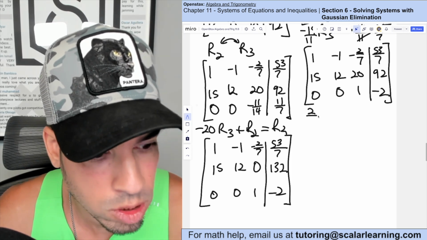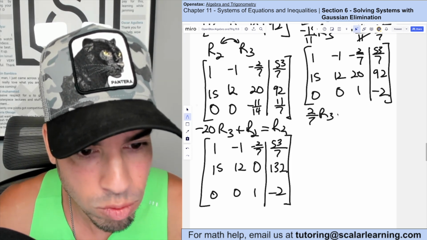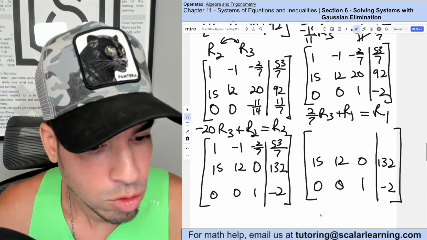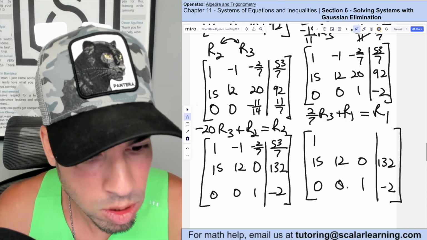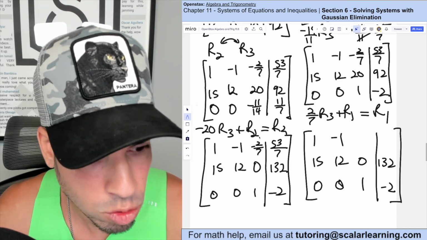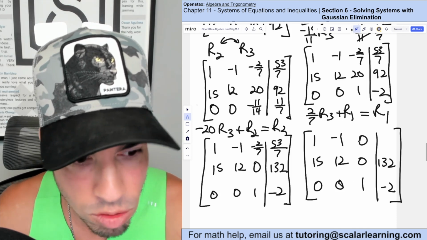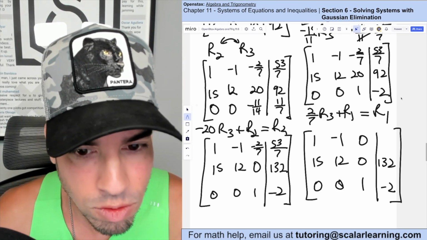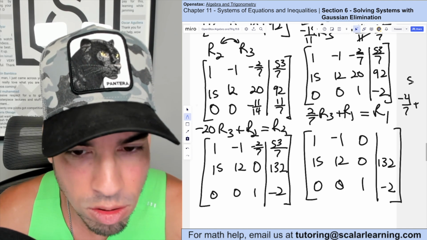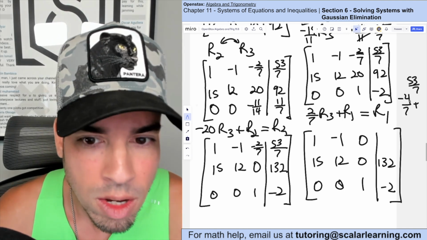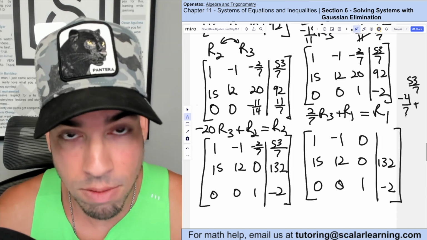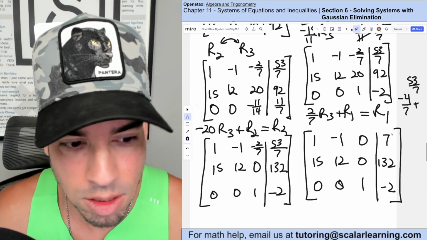So I'm going to say 2/7 times row 3 plus row 1 is going to give us a new row 1. Let's write it out. So we got 2/7 times 0 is 0 plus 1 is 1, times 0 is 0 plus negative 1 is negative 1, times 1 is 2/7 plus negative 2/7 is 0. And then times negative 2 is negative 4/7 plus 53/7 on the top. So negative 4 plus that is going to be 49 over 7. 49 over 7 reduces to 7. That's a nice whole number.